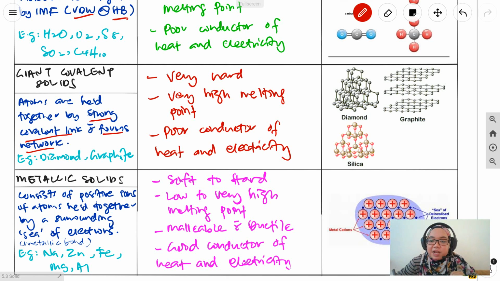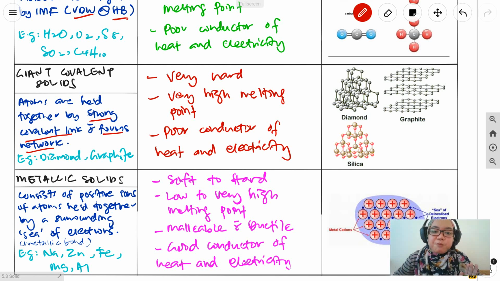Okay, graphite pula dia dalam bentuk sheet. Okay, carbon yang macam hexagonal macam tu dalam bentuk sheet and then dia akan ada van der Waals forces in between them. So dia pun merupakan salah satu giant covalent bond along with silicon dioxide.